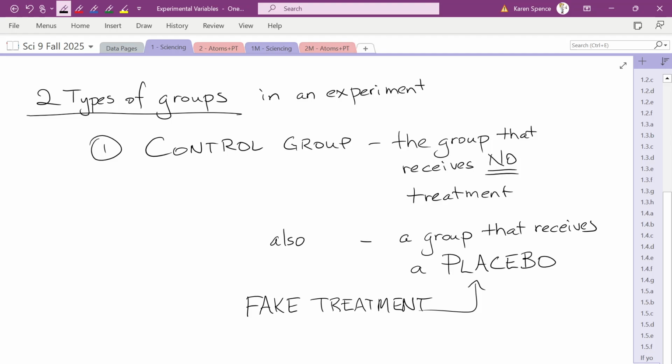Yeah. They just use salt water. Mateo was just giving an example where people in pain will sometimes get morphine.